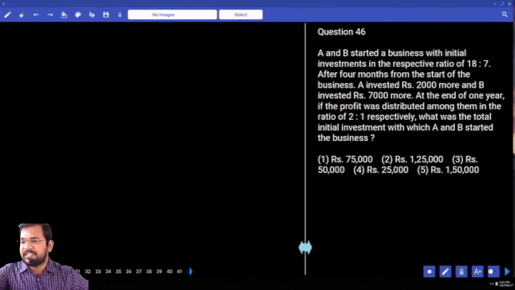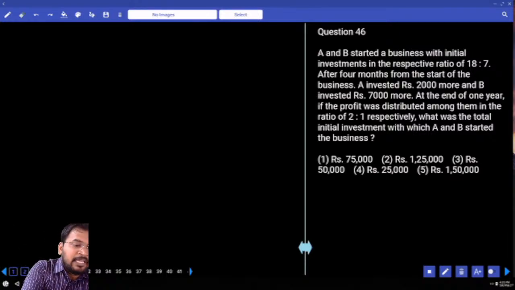A and B started a business with initial investments in the ratio 8:7. After 4 months from the start of the business, A invested 2,000 more and B invested 7,000 more. At the end of 1 year, the profit would be shared according to the ratio 2:1. What was the total investment of A and B together?